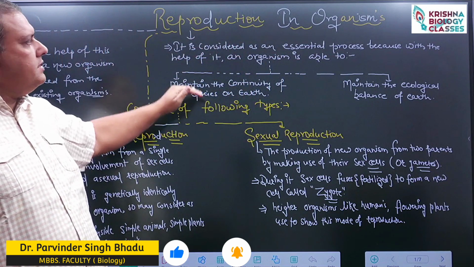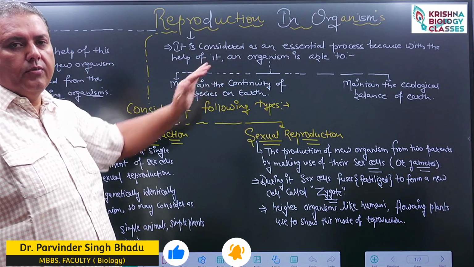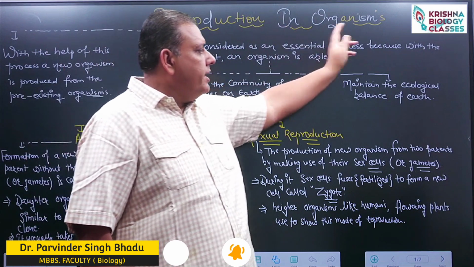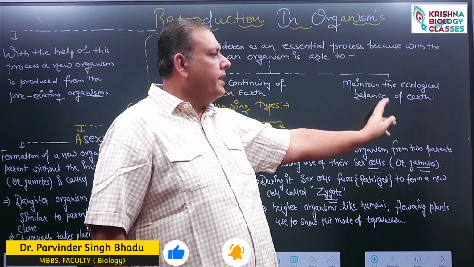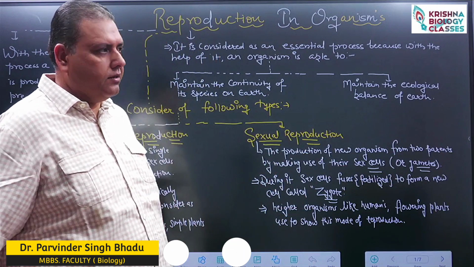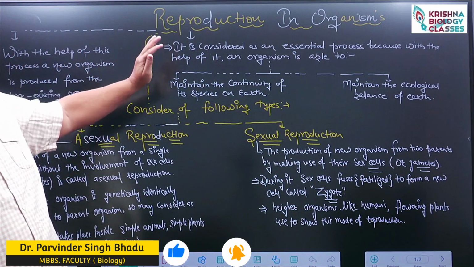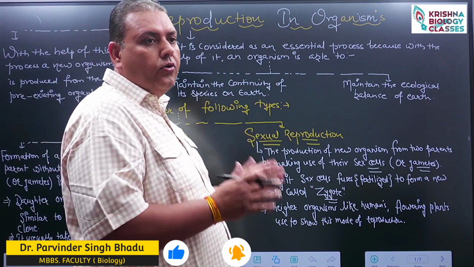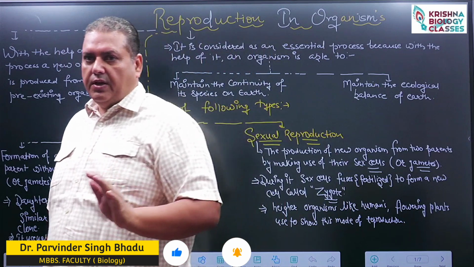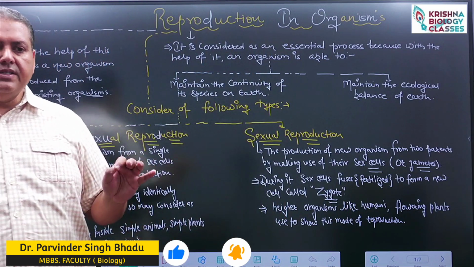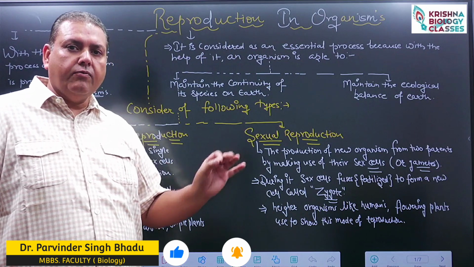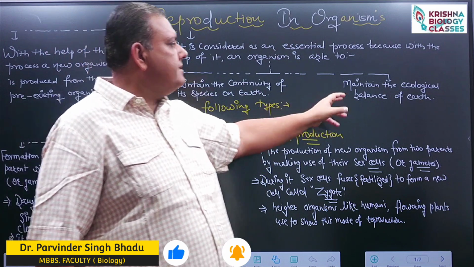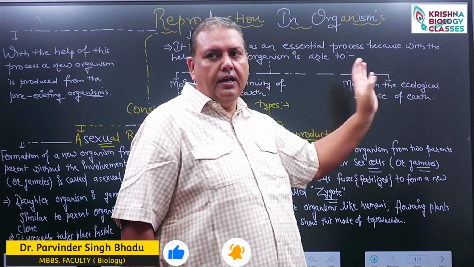Because with the help of this process, an organism is able to maintain the continuity of its species on Earth, and they also play an important role in maintaining the ecological balance of the Earth. What does it mean? If the organism stops reproducing, then no new organism of that species will be found. If one species starts to eradicate from the earth, then it will also impact the food chain, and as a result it will upset the ecological balance.